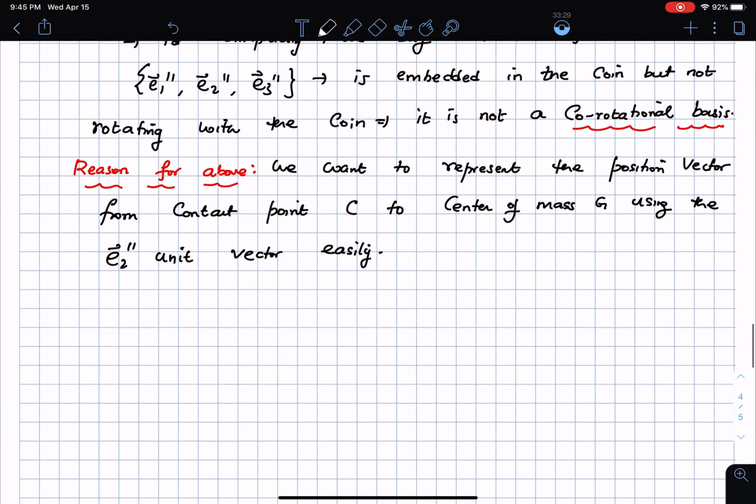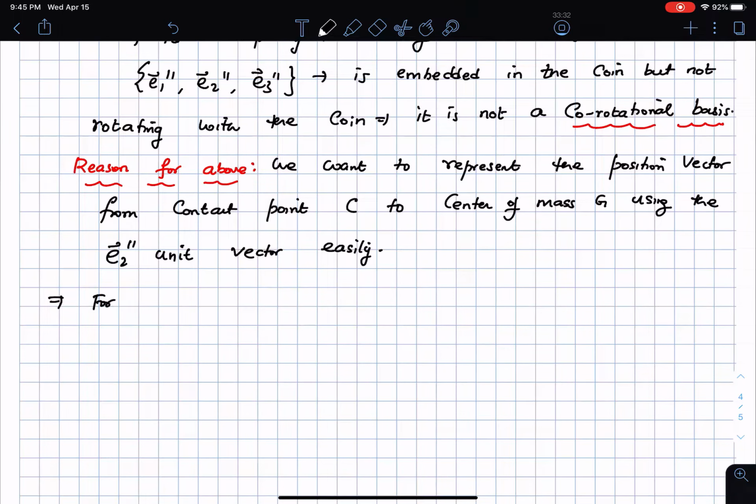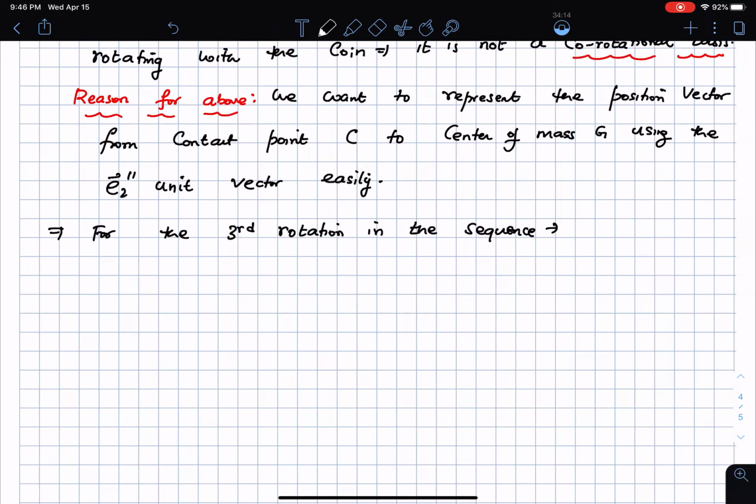So what we do in the third sequence of rotation, which means that for the third rotation in the sequence, we say that instead of rotating in the E1 double prime, E2 double prime, E3 double prime direction, we take a coordinate frame that is equivalent to E1 double prime, E2 double prime, E3 double prime, such that the moment of inertia matrix defined with respect to that does not change, and then we characterize the spin of the coin by saying that that new coordinate frame is at an angle of psi with respect to the double prime frame.